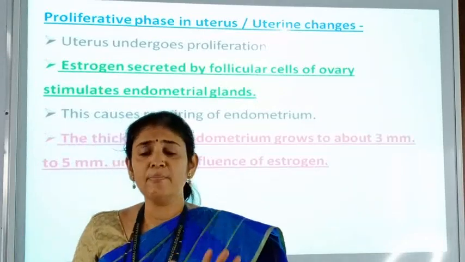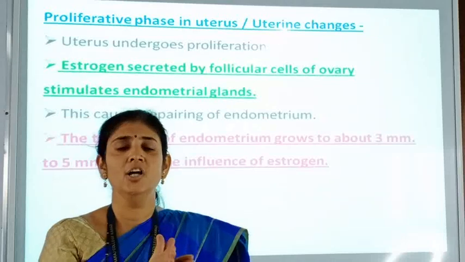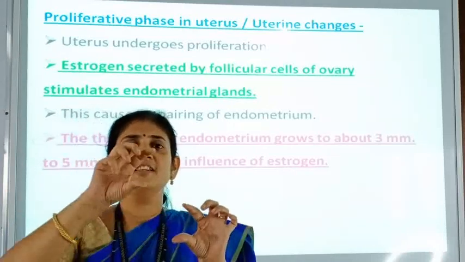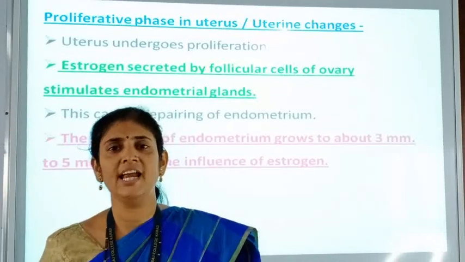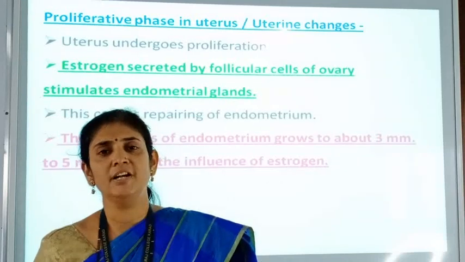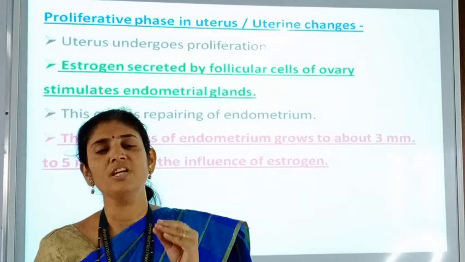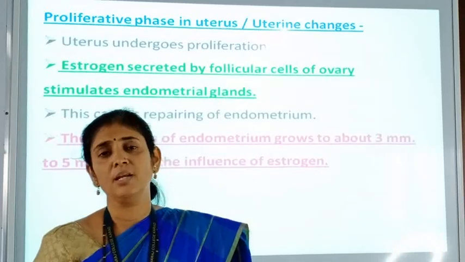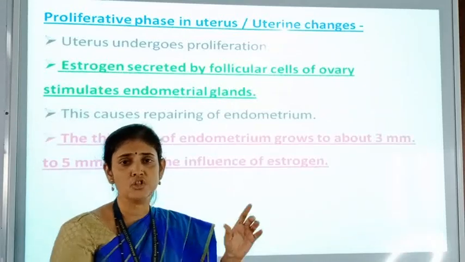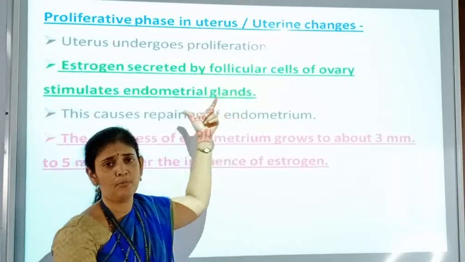Means पहिल्या फेजमध्ये जो 1 mm एंडोमेट्रियम वॉल राहिलेला होता त्याचीच इथं जाडी वाढली जाते. 1 mm जाडी 3 mm कन्व्हर्ट केली जाते and this is due to the action of estrogen which is secreted by the ovary. So in uterine changes the role of estrogen is very important. The repairing of endometrium of the uterus is taking place with the help of the estrogen, which is secreted by the follicular cells of the ovary.